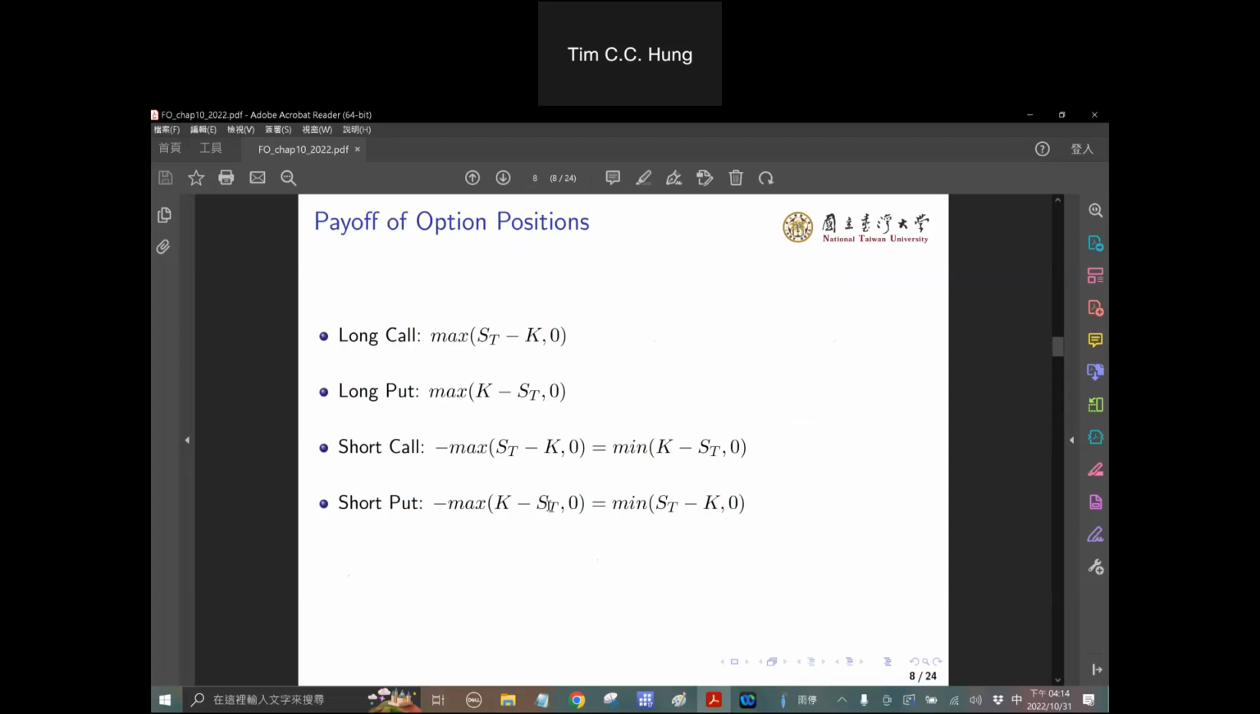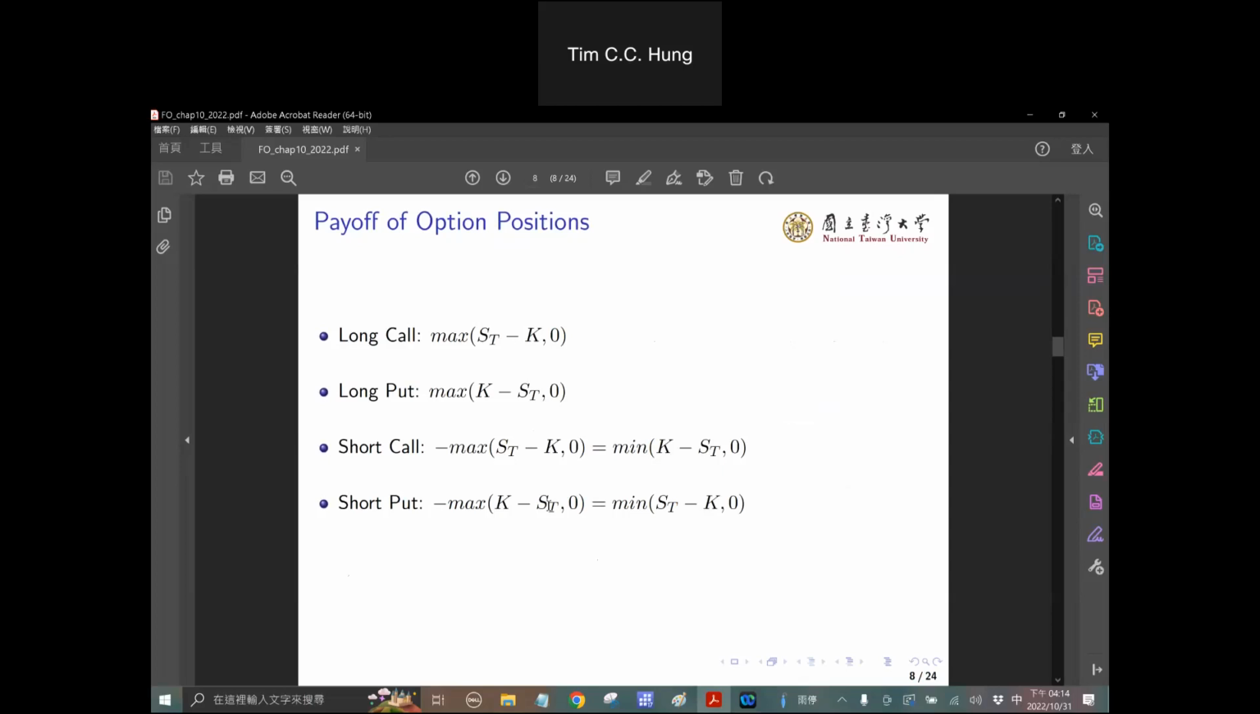There's one element over here and there's another element over here. What this max function does is give the output as the larger of the two. So what it means here is that when we have a long call, the payoff is either zero, the larger of the zero, or ST minus K.